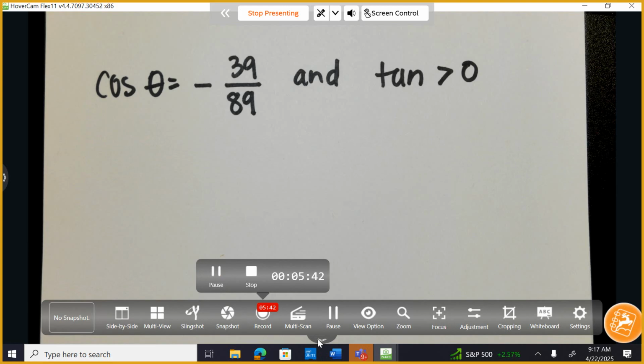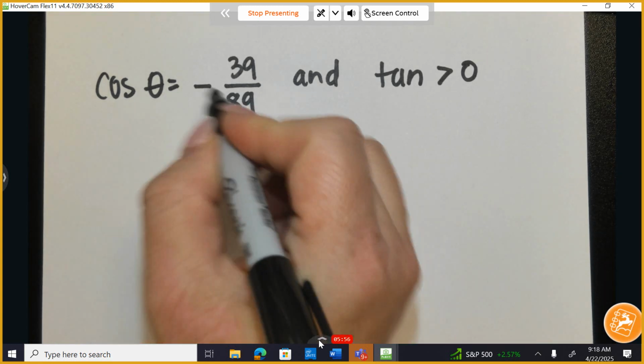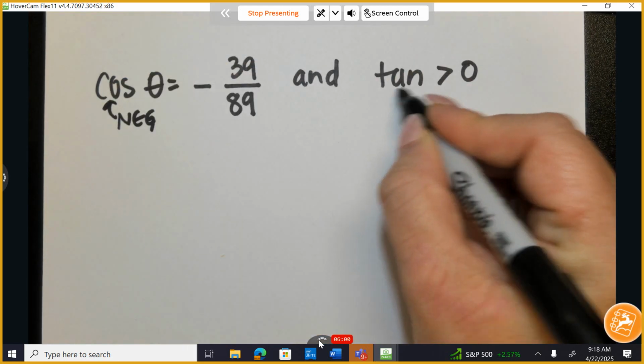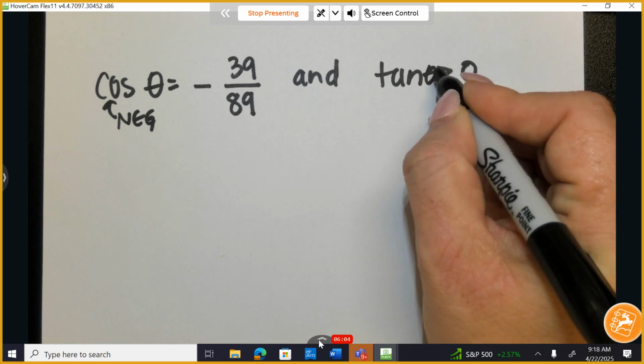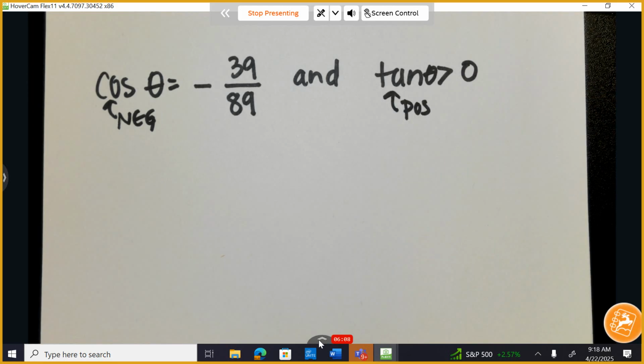Let's write down example number 2. It may seem intimidating, we have really large numbers here, but remember we have a calculator to use. So let's go over some facts. We know that we have a cosine that's negative, and this means the tangent of the angle has to be greater than 0. If something is greater than 0, it's going to be positive.